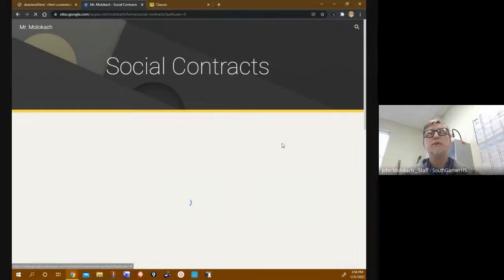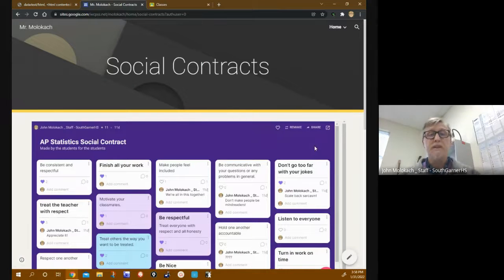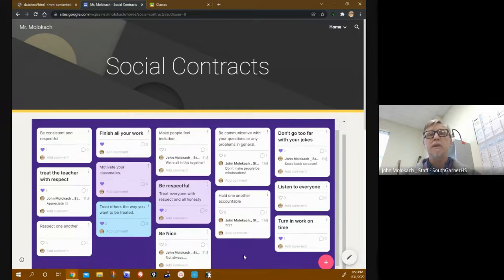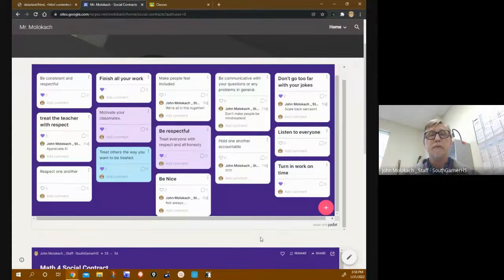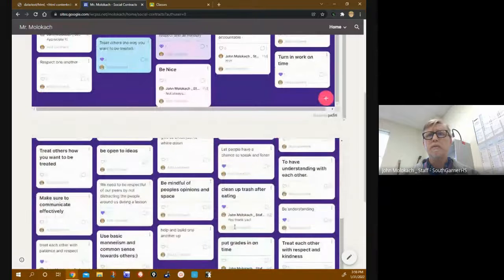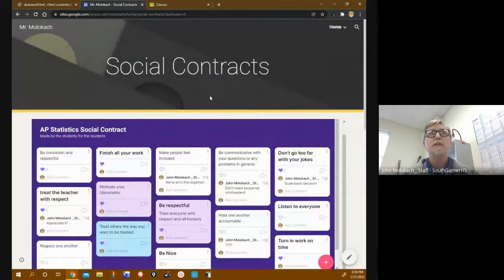So social contracts are things that students come up with on their own. The teacher has no input on this. The students make this for themselves. And so you can thumb through what my AP Statistics students, maybe your student, came up with as far as a social contract, what they expect as far as conduct from themselves, from each other, and from their teacher. And then here's the same stuff from my Math 4 classes. It's pretty interesting what the students want to experience in their classes. Kind of neat to think about.